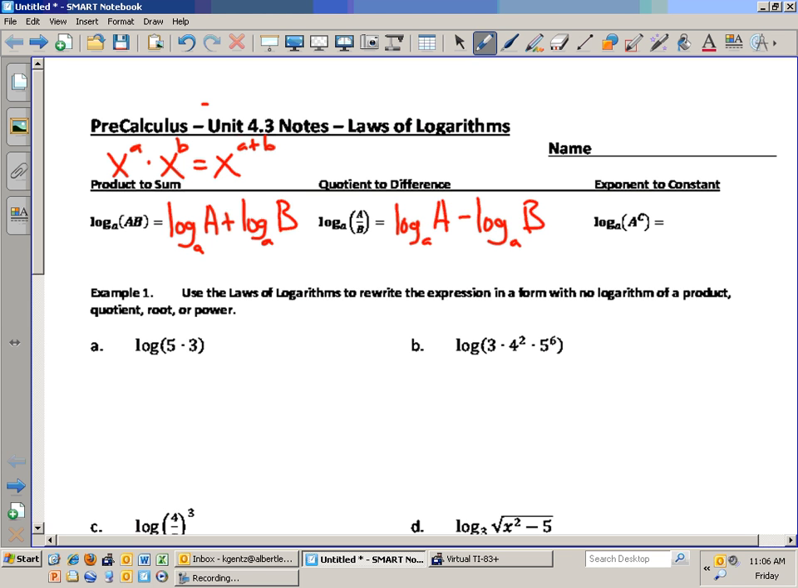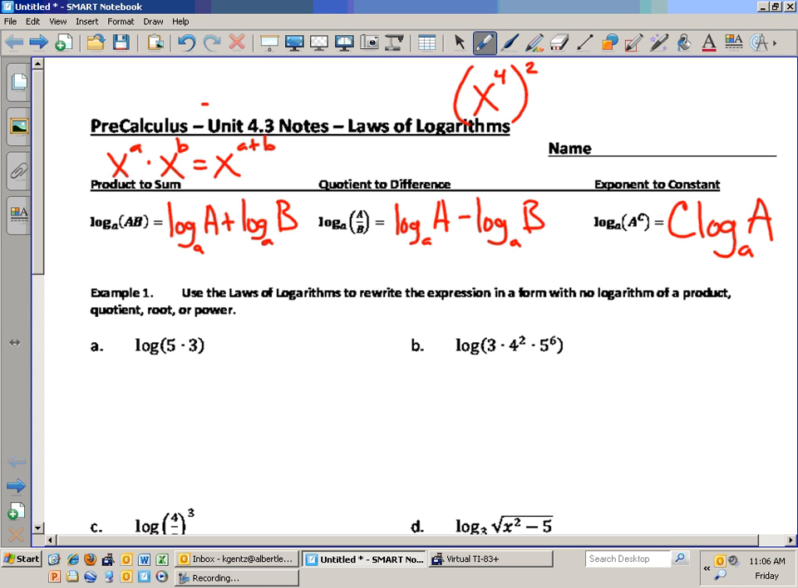And then a power to a power, if you have, say, x to the 4th quantity squared, what do you do with the 2 and the 4? You multiply them. So we take this c and we multiply it out front, log base a of a times c. And that's what I get.